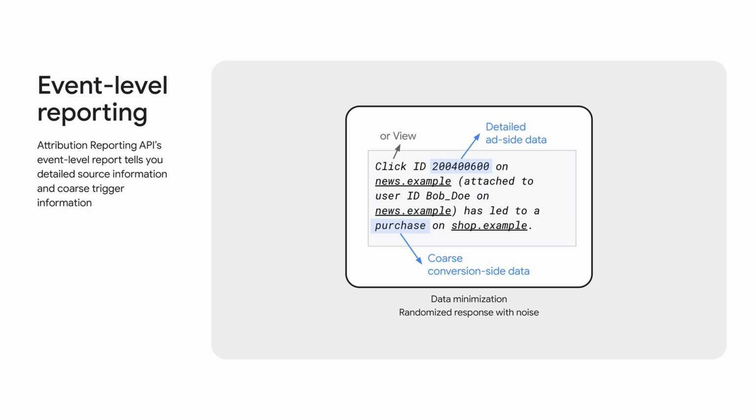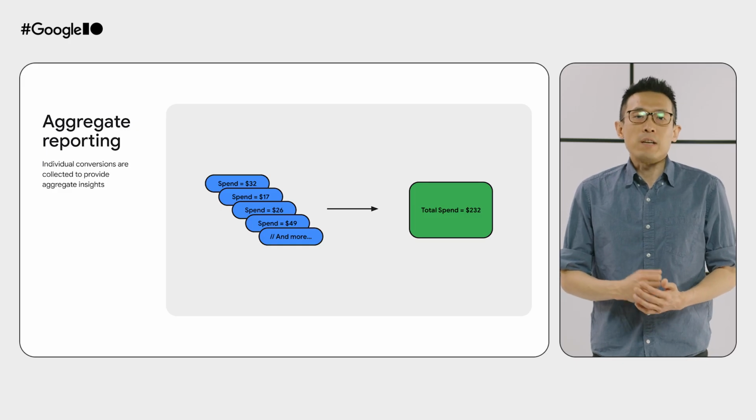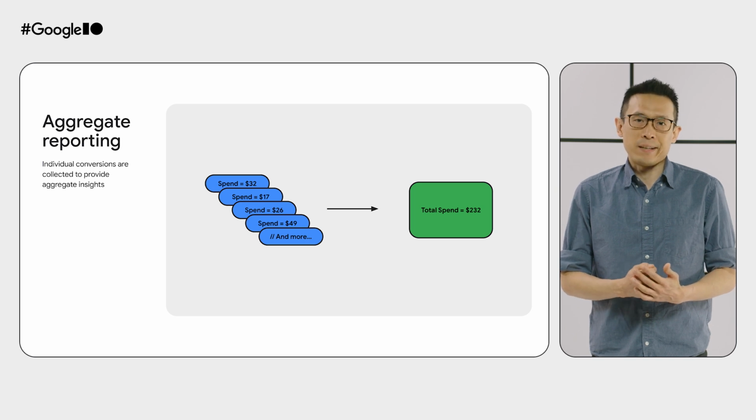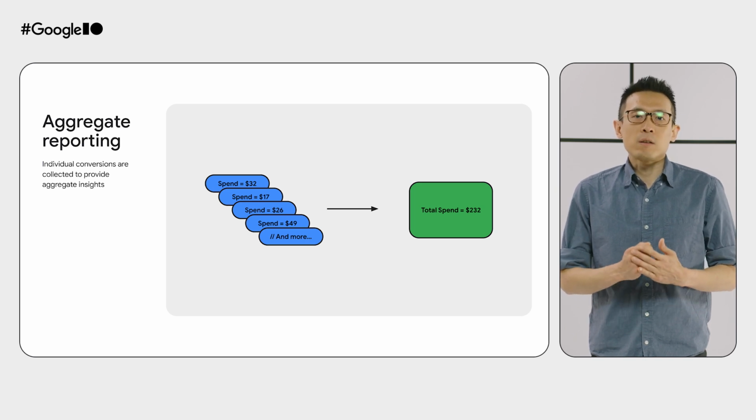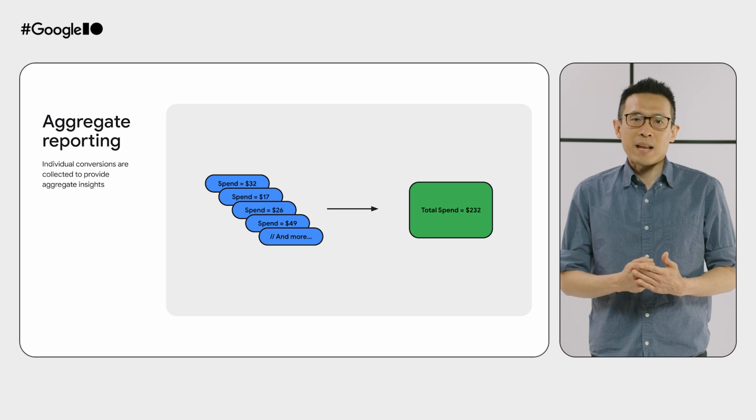For event level reports, data minimization and randomized response with noise are some of the privacy protections we apply before the data leaves the device or browser to improve user privacy from the status quo, while providing meaningful insights to ad techs. As mentioned earlier, event-level reports provide detailed source data, such as the campaign ID, but only provide coarse trigger information, such as that a purchase has been made.